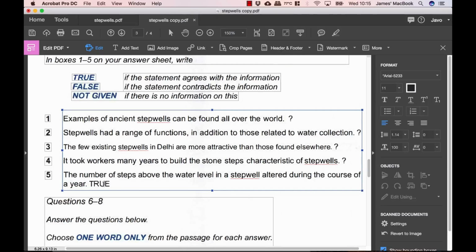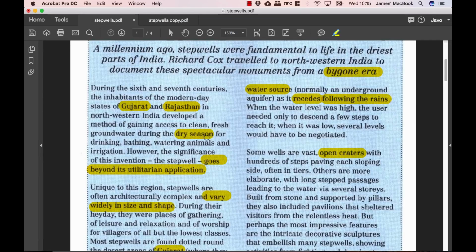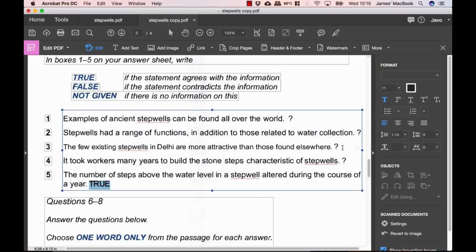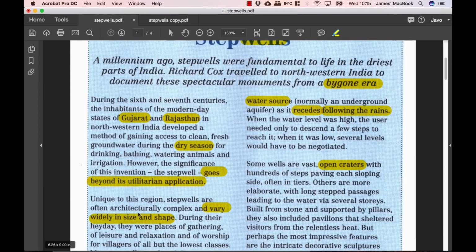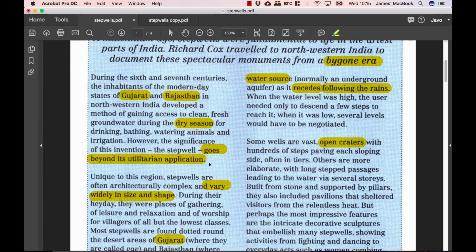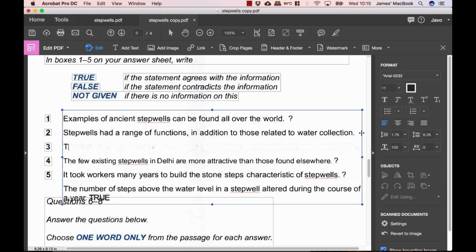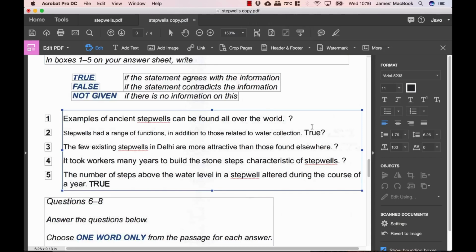True, because it recedes following the rains. So that's true. And let's just have a look at this one again. Stepwells had a range of functions in addition to those related to water collection. It suggests it here, but we haven't read properly yet. But I'm going to say true. Okay, we'll add 1 more minute to that, so that makes it 10:30 we stop.